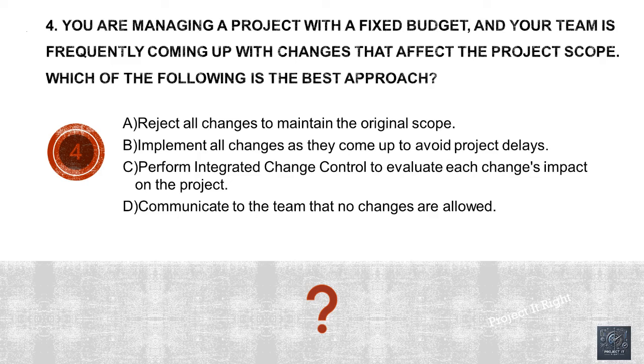4. You are managing a project with a fixed budget, and your team is frequently coming up with changes that affect the project scope. Which of the following is the best approach? A. Reject all changes to maintain the original scope. B. Implement all changes as they come up to avoid project delays. C. Perform integrated change control to evaluate each change's impact on the project. D. Communicate to the team that no changes are allowed.